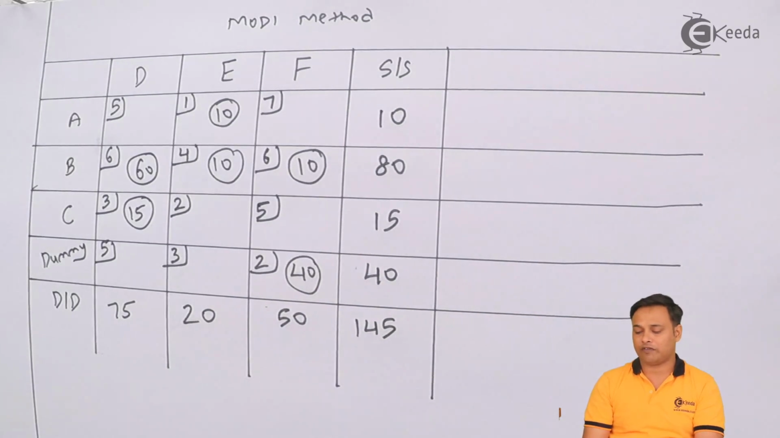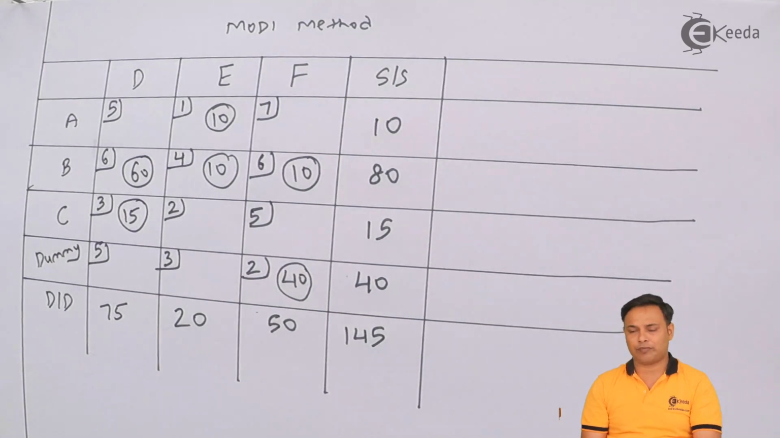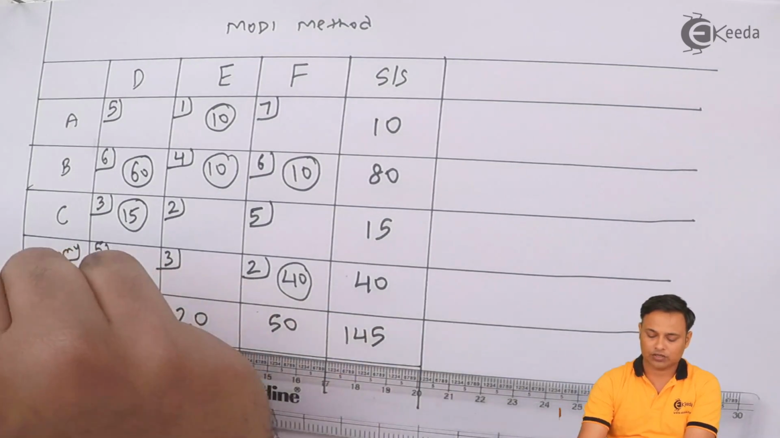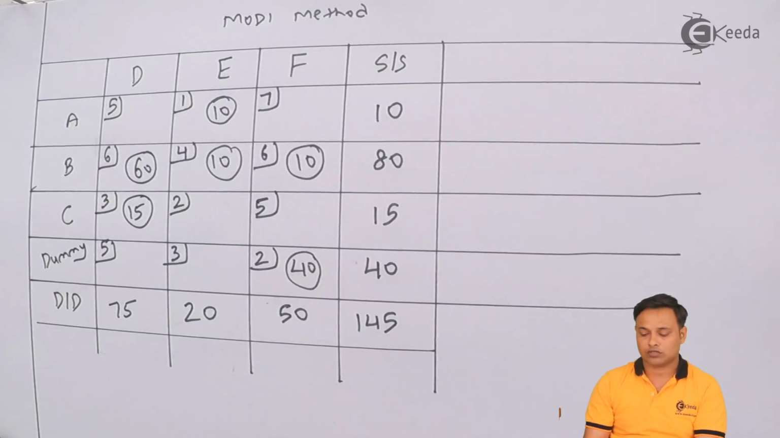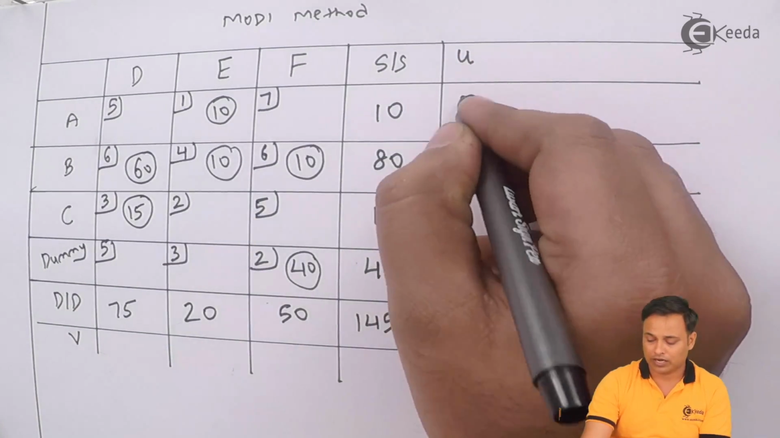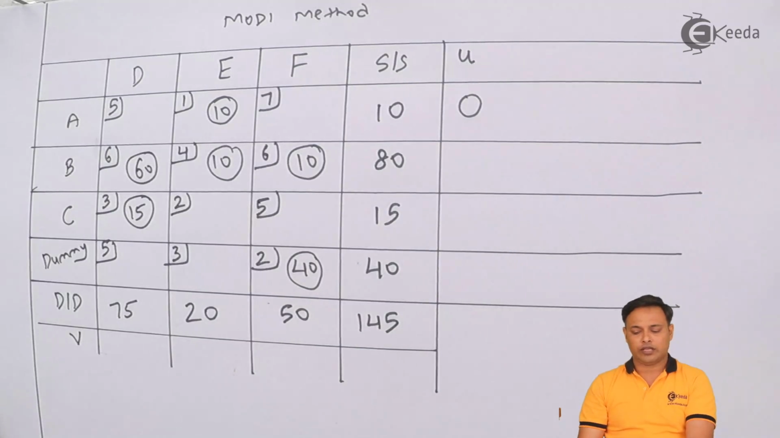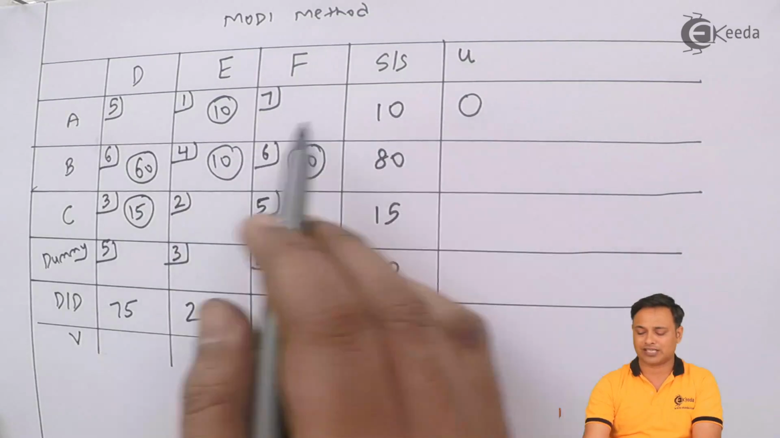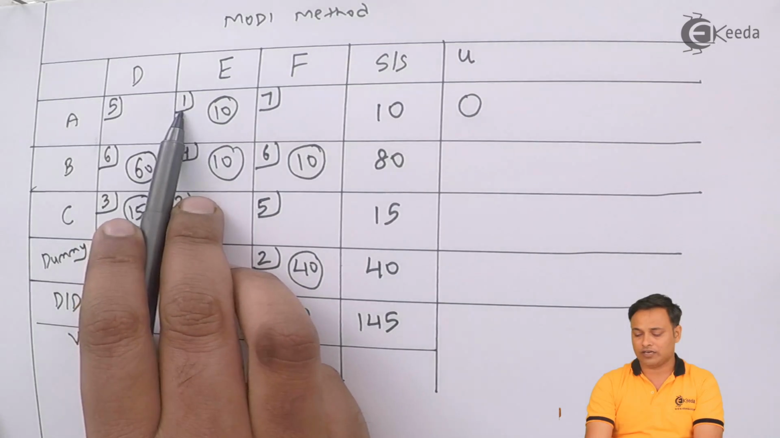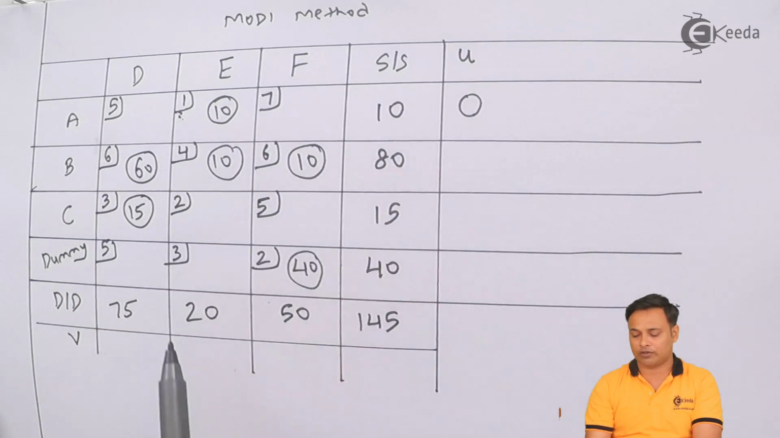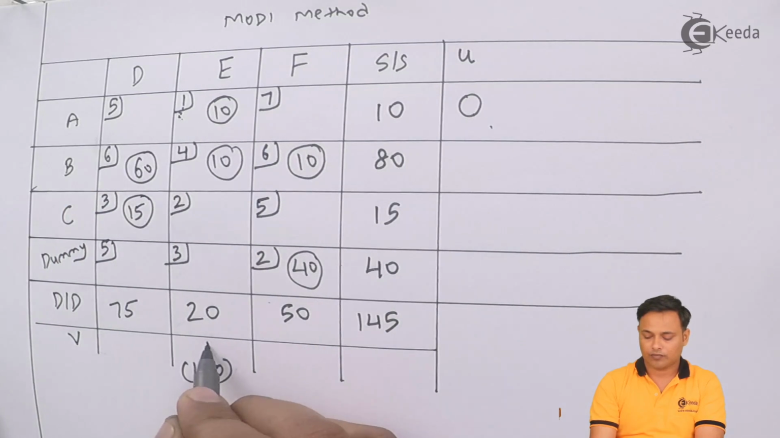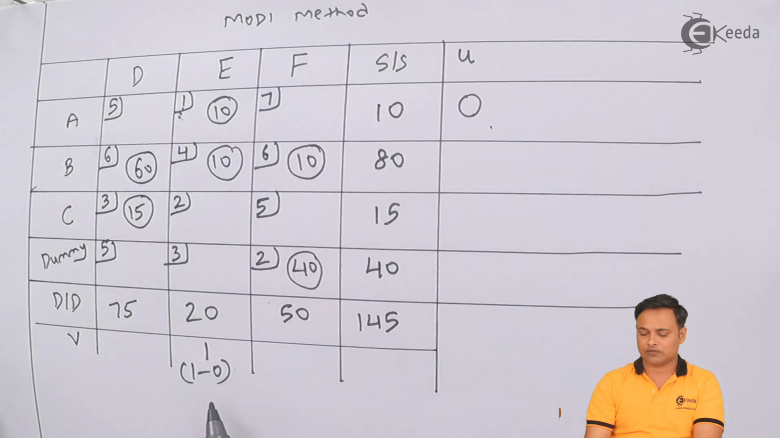40, 145. Now under the MODI method, we introduce the parameters called U and V to check the optimality of the solution. So let's put a U here and a V here. I'll put a 0 here. Conventionally we put a 0 in the first row. In the first row I have only one occupied cell, that is 1. At this cell, cost minus U will get you V. So 1 minus 0, it will be 1. So by using this 0 I obtain this 1.